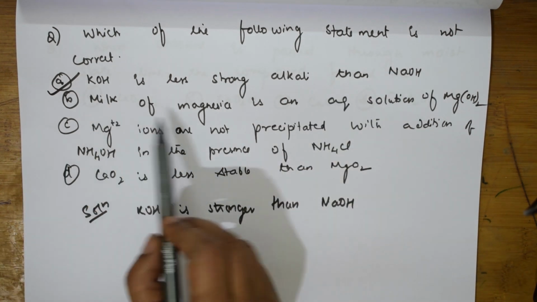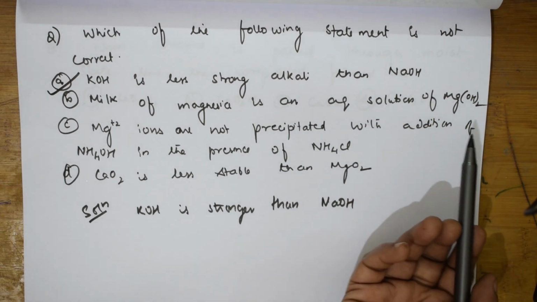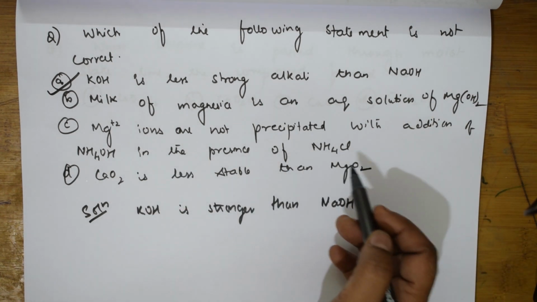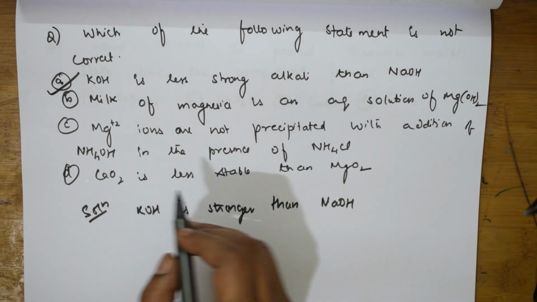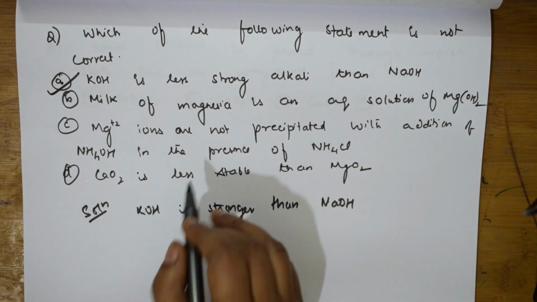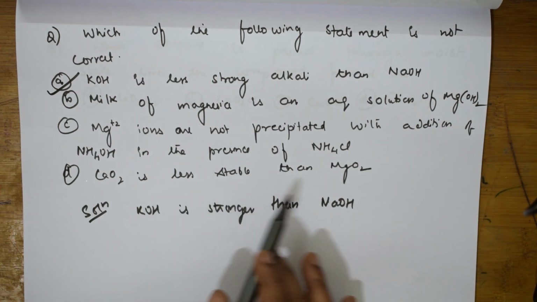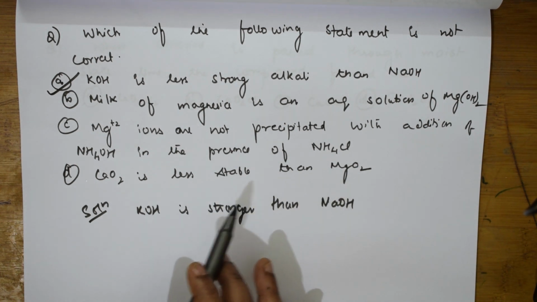Let us see. Milk of magnesia is an aqueous solution of magnesium hydroxide. That is right. Mg+2 ions are not precipitated with addition of ammonium hydroxide in the presence of ammonium chloride. This is also right. Next, calcium oxide is less stable than magnesium oxide, MgO.